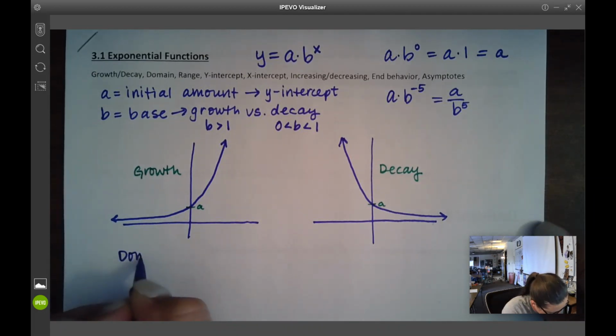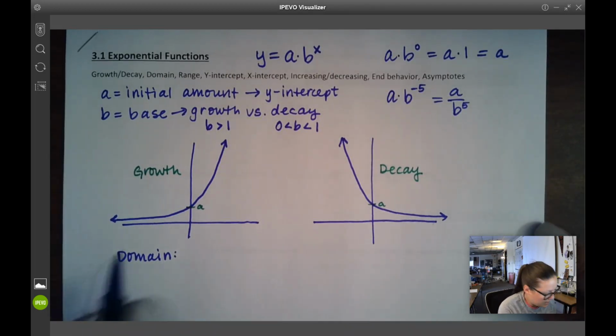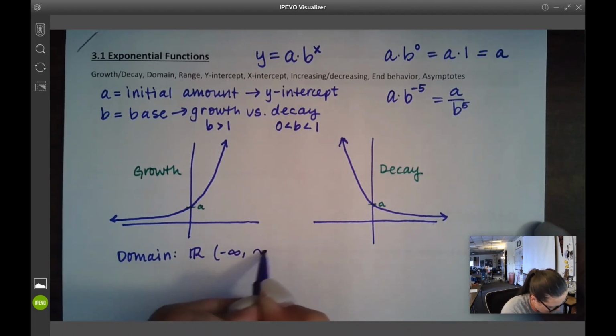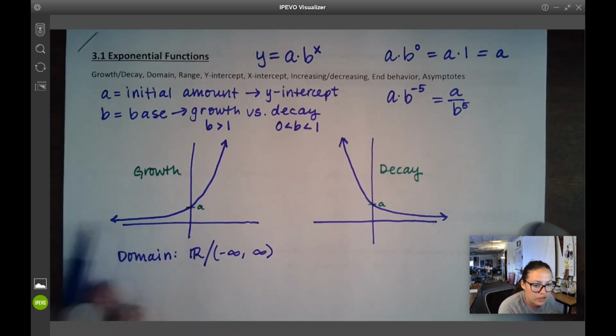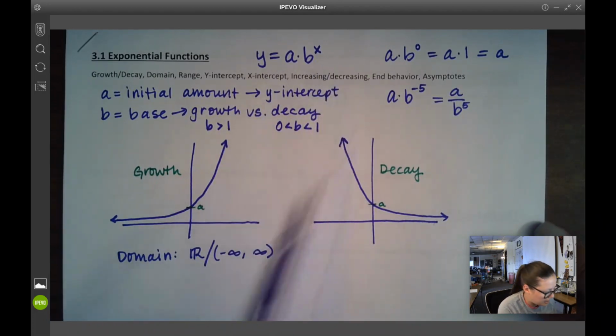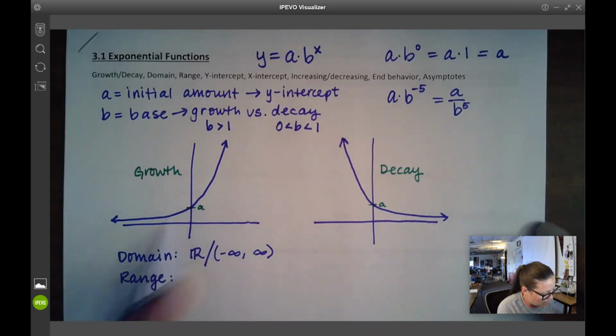Domain. Domain is all real numbers or negative infinity to infinity. However you want to write it is fine with me. This graph is going to continue to the left forever and right forever. I can put any number I want in for x. Range. And this applies for both growth and decay.